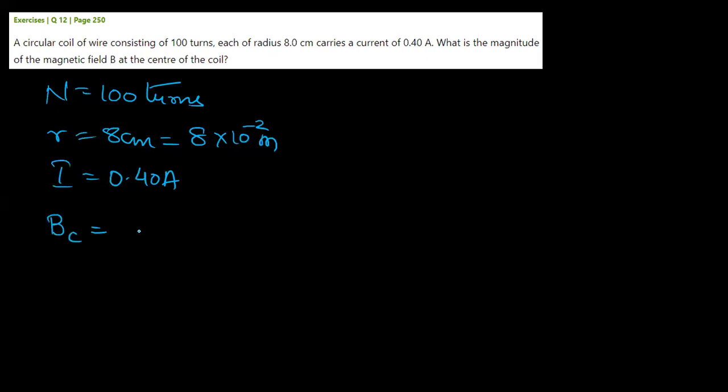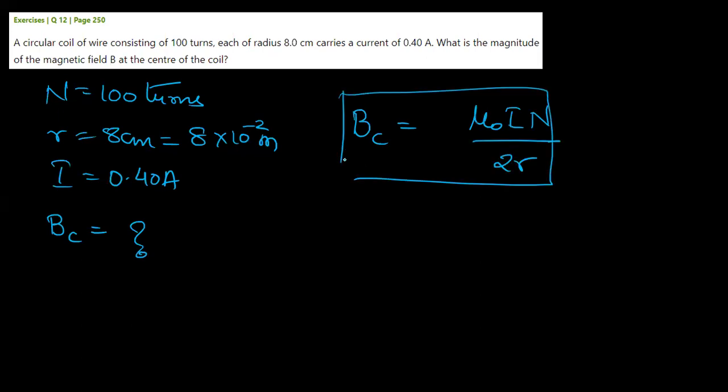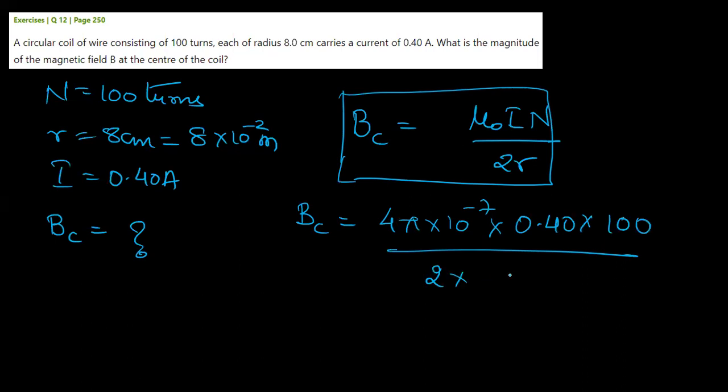Okay, same question, magnetic field at the center. Now here the number of turns is given, so mu naught N I upon 2r. Only the number of turns you have to multiply, that is the extra thing. Everything else is the same: 4 pi into 10 to the power minus 7 into 100 divided by 2 into 8 into 10 to the power minus 2. So the magnetic field at the center will be 3.142 into 10 to the power minus 4 Tesla.